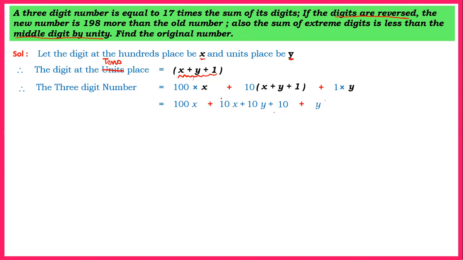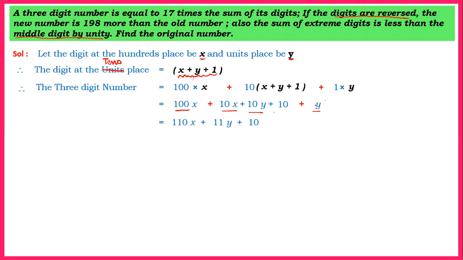Let us add all the like terms together. Now 100x plus 10x would be 110x. 10y plus 1y would be 11y plus 10. Now this would be a very important thing, that is, this would be my 3-digit number.